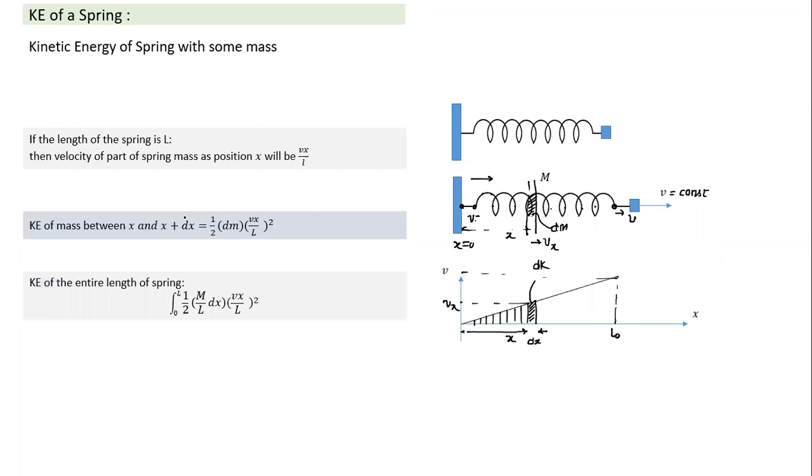Similarly, what is the kinetic energy of the entire length of the spring? I add up all the kinetic energy from 0 to L, 1 by 2 dm v squared. What is dm here? dm is proportional to its length. So mass per unit length is m by L, into length dx here. And if I integrate, I get the kinetic energy of the entire length of the spring.